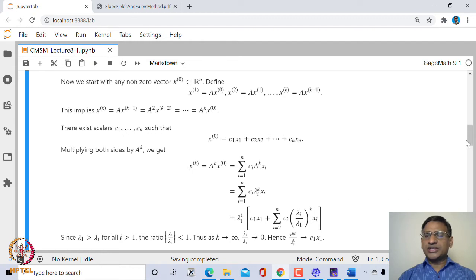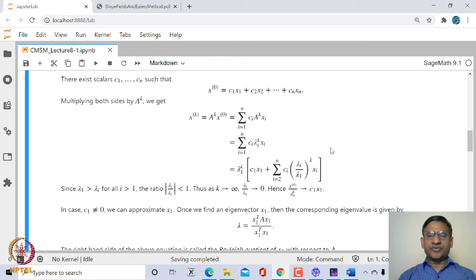Now if you notice this, since lambda 1 is the largest, strictly bigger than all other eigenvalues, lambda i by lambda 1 for i bigger than or equal to 2 will be strictly less than 1. Therefore, as k goes to infinity, as k becomes larger and larger, this quantity will go to 0.